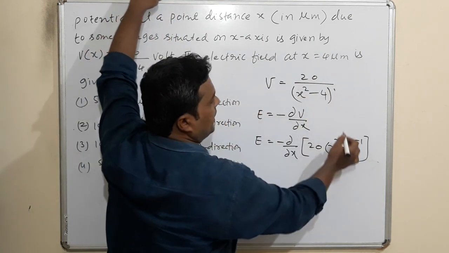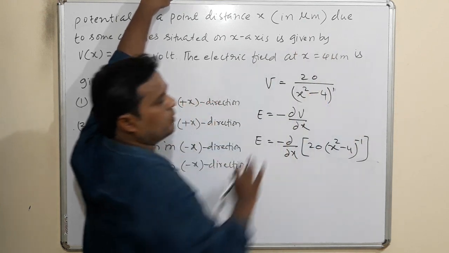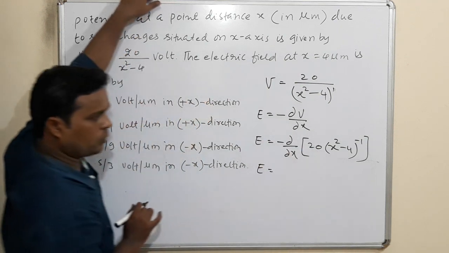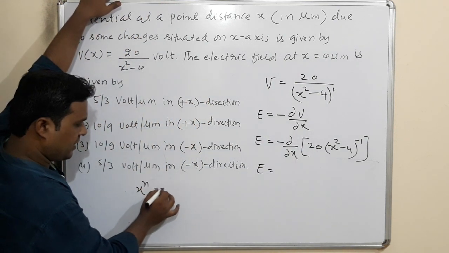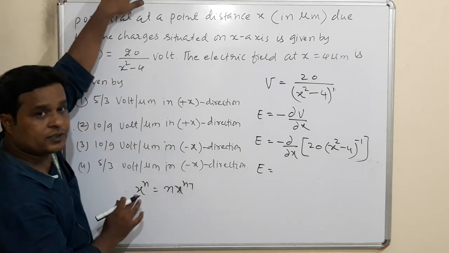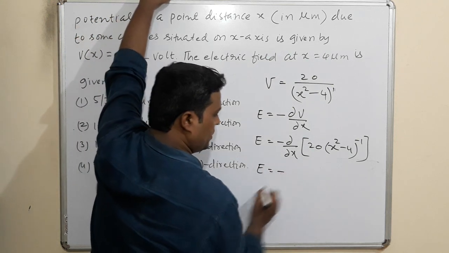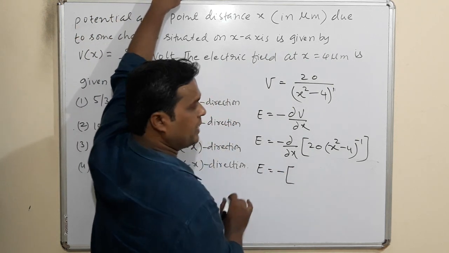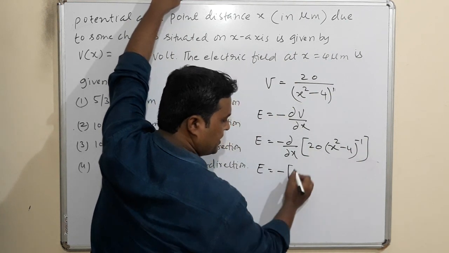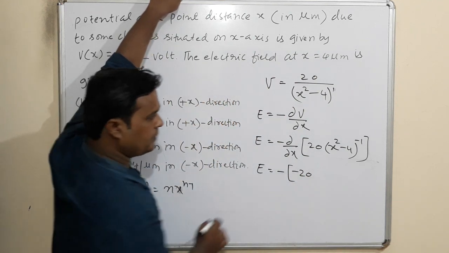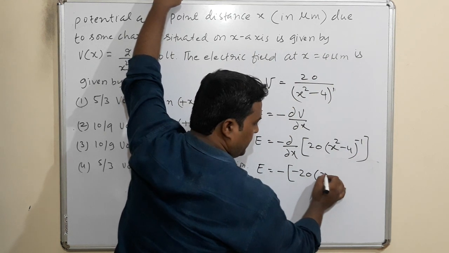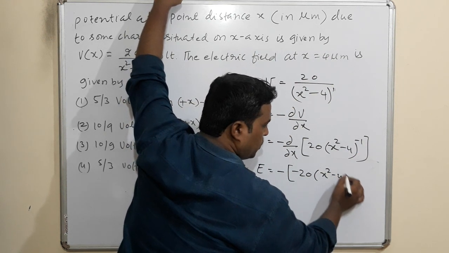What is the power here? It is 1. I will take it to the numerator so that the power becomes minus 1. Then I will now get the differentiation. What is the differentiation of x raised to n? It will be n into x raised to n minus 1. Then E is equal to, this minus will be as it is. Inside the bracket, what will I get? Minus 1 comes this side. It becomes minus 20. This is n. n minus 1, minus 1 minus 1. This will become x square minus 4 to the power minus 2.